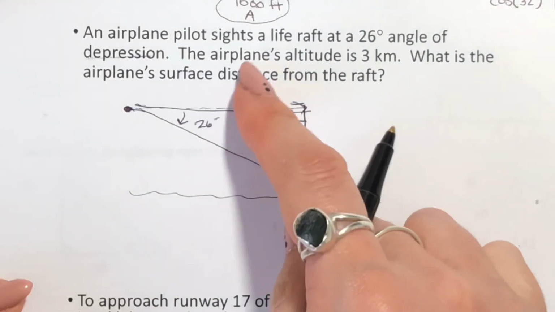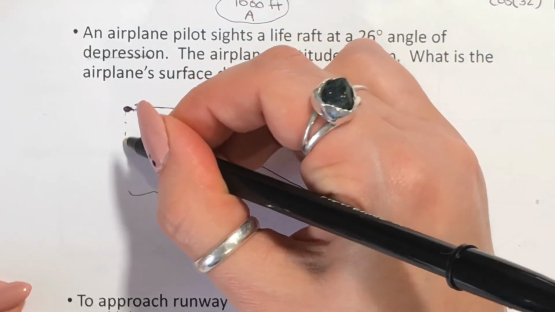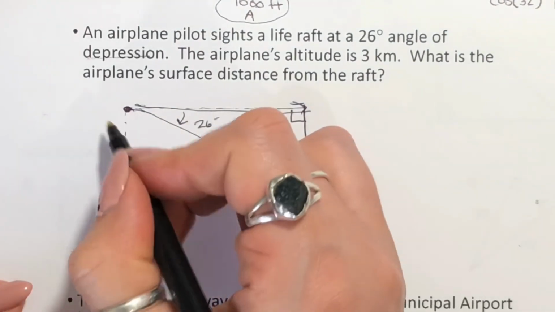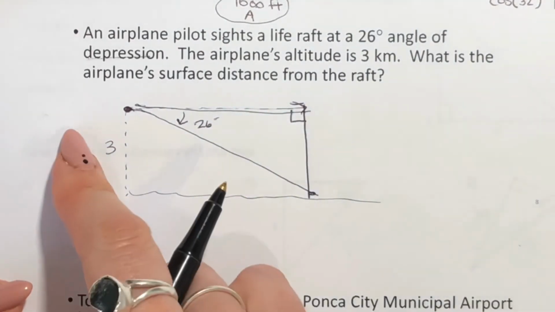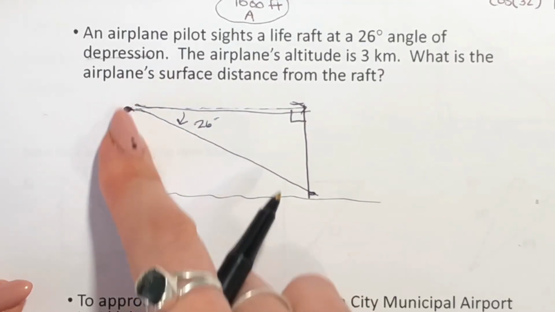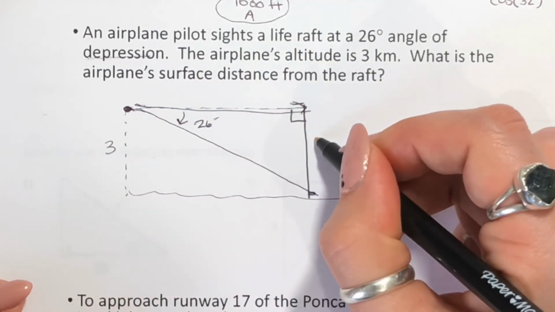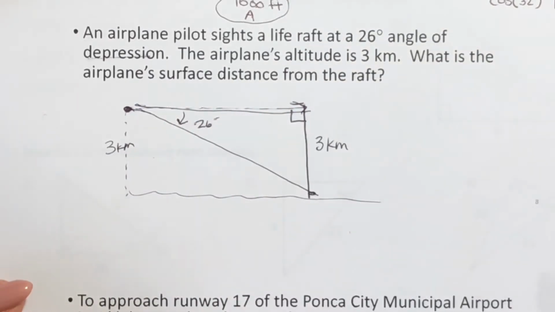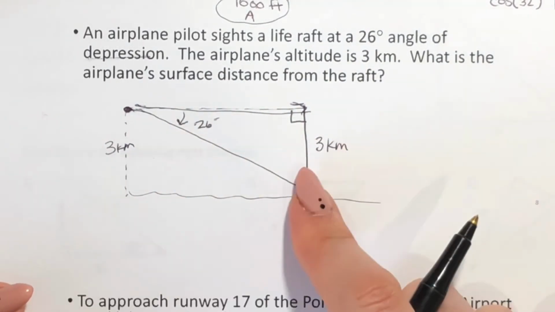And then they told us the airplane's altitude, that's how high it is from the bottom over the ocean. If this is 3, then remember how I mentioned this would just be making a rectangle? So if this is 3 going straight down, then this would also be 3 going straight down. So we can use that and just kind of move it over.